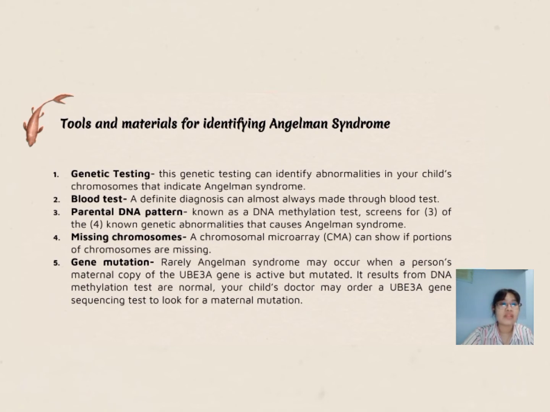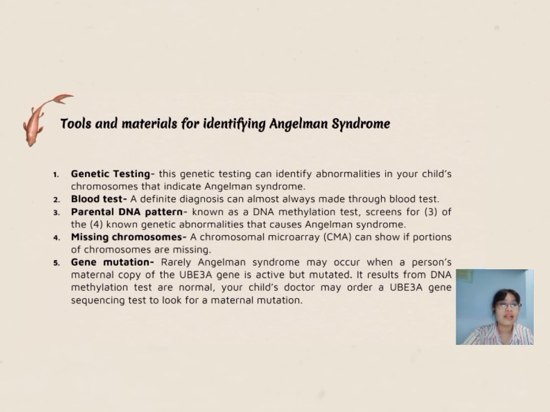Next is the missing chromosome, and what we use here is the CMA or the chromosomal microarray. Ito po yung nagsishow ng portions of the chromosomes who are missing. And the gene mutation. Rarely, Angelman syndrome may occur when a person's maternal copy of UBE3A, a gene, is active but mutated. It results from the DNA methylation.